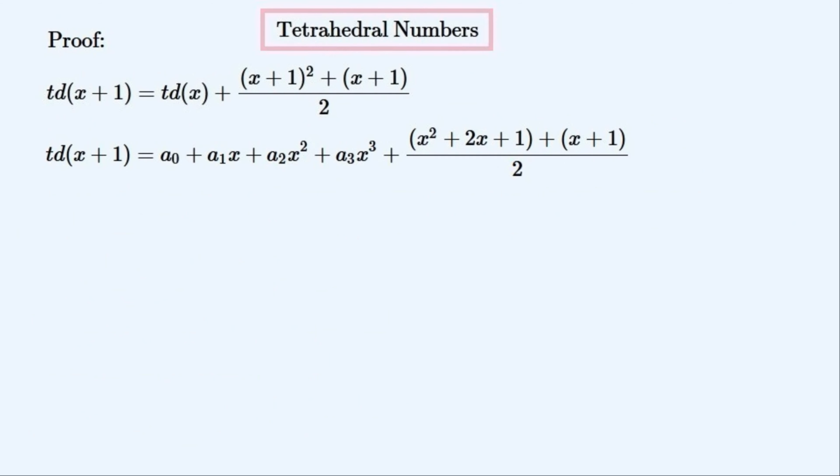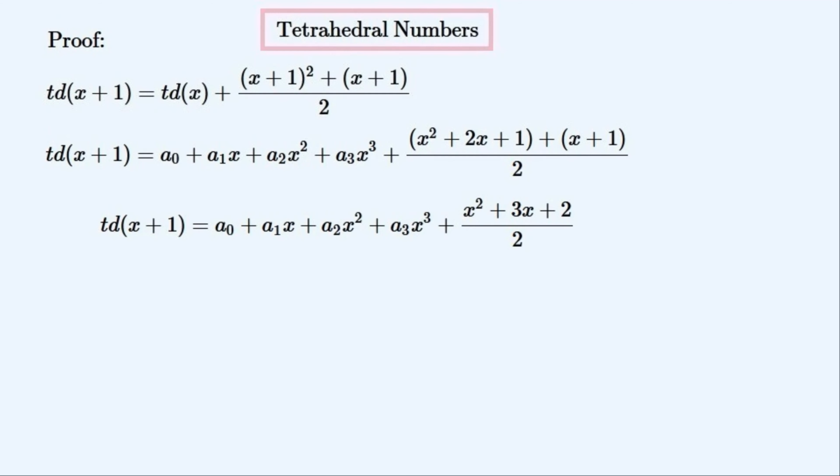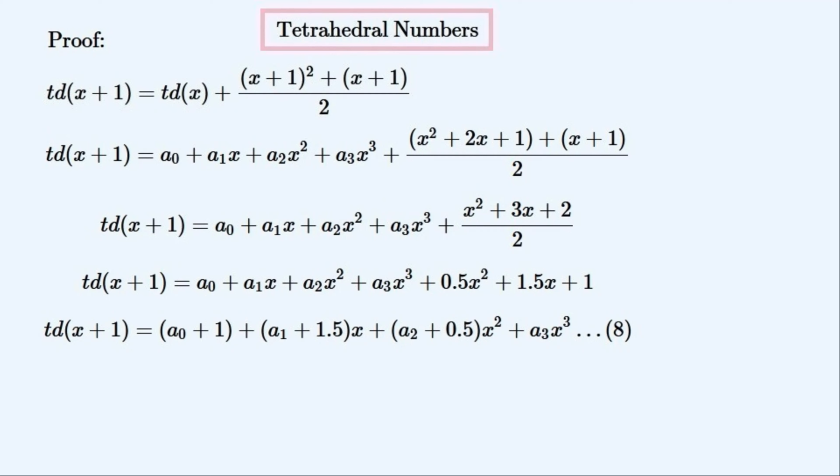We'll substitute the polynomial equation in for the xth tetrahedral number to give us this expression. We're also expanding the term on the far right of this equation. We'll begin to simplify this expression. Then we'll gather all like terms in terms of x together. We'll then place brackets around the like terms to give us this equation.